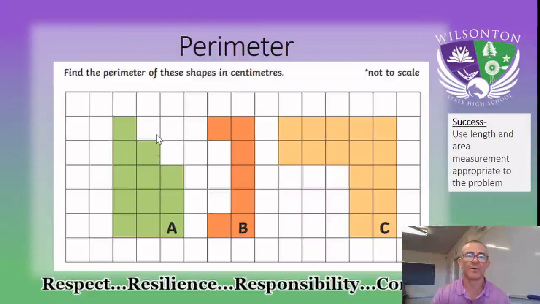So for this first one, for A, we're going to do together. All I'm doing is I'm counting the number of 1 centimetre distances around the outside. So we've got 1, 2, 3, 4, 5, 6, 7, 8, 9, 10, 11, 12, 13, 14, 15, 16. Okay, so that means that the perimeter around the outside of that shape, the distance around the outside of that shape is going to be 16. What's 16? Well, it says that the boxes are in square centimetres, so each one of those sides of the box is a centimetre, so it's 16 centimetres.